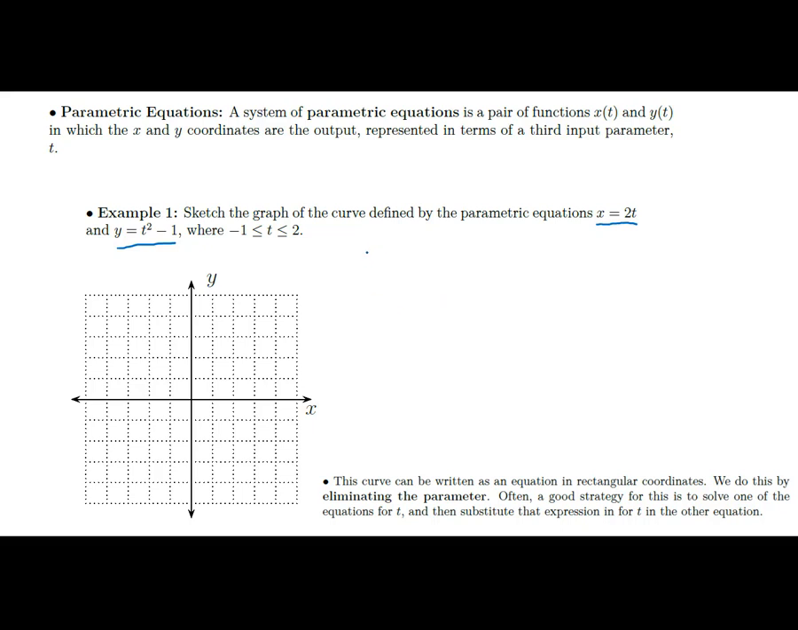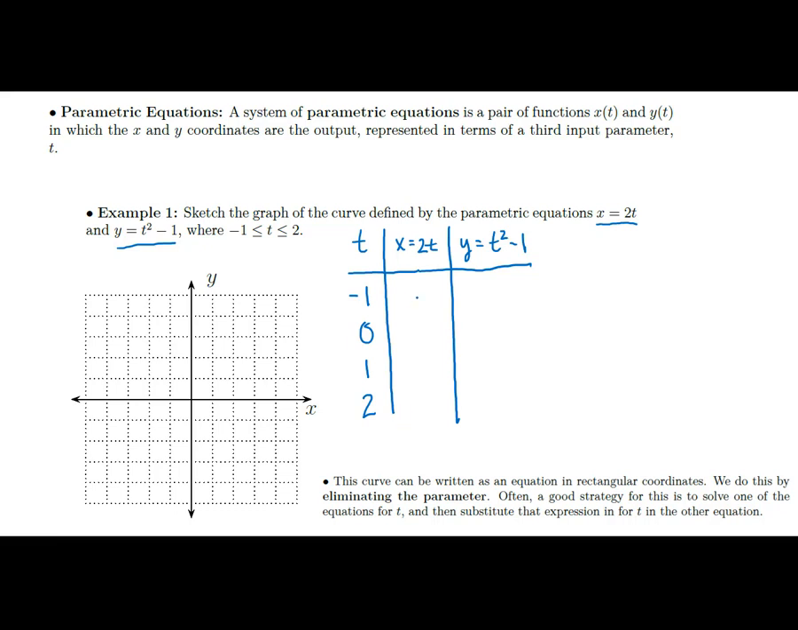So what we're going to do is create a table where we first keep track of t, and then we'll keep track of x, which we're told is always twice whatever t is, and then we'll keep track of y, which is t squared minus 1. Let's do the obvious thing here, which would be to plot all the integer values of t in this interval. So we'll go -1, 0, 1, and 2, and then we'll see if that gives us a good picture of what's happening.